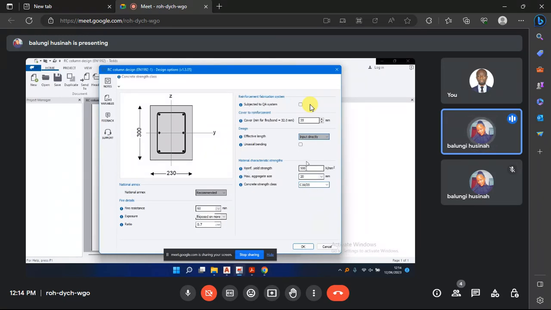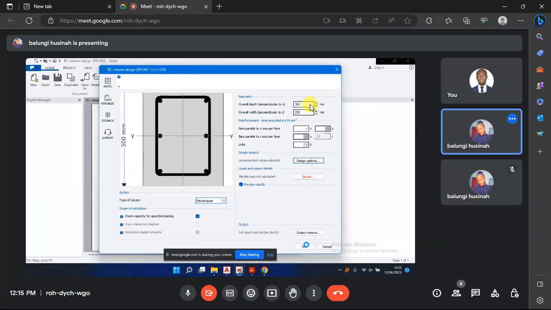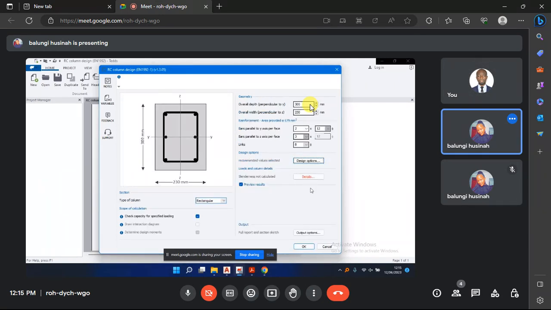Then the reinforcement yield strength. That's okay. It is mainly common 500, but you can use even 460, no problem. Okay. Then we go to the detail.